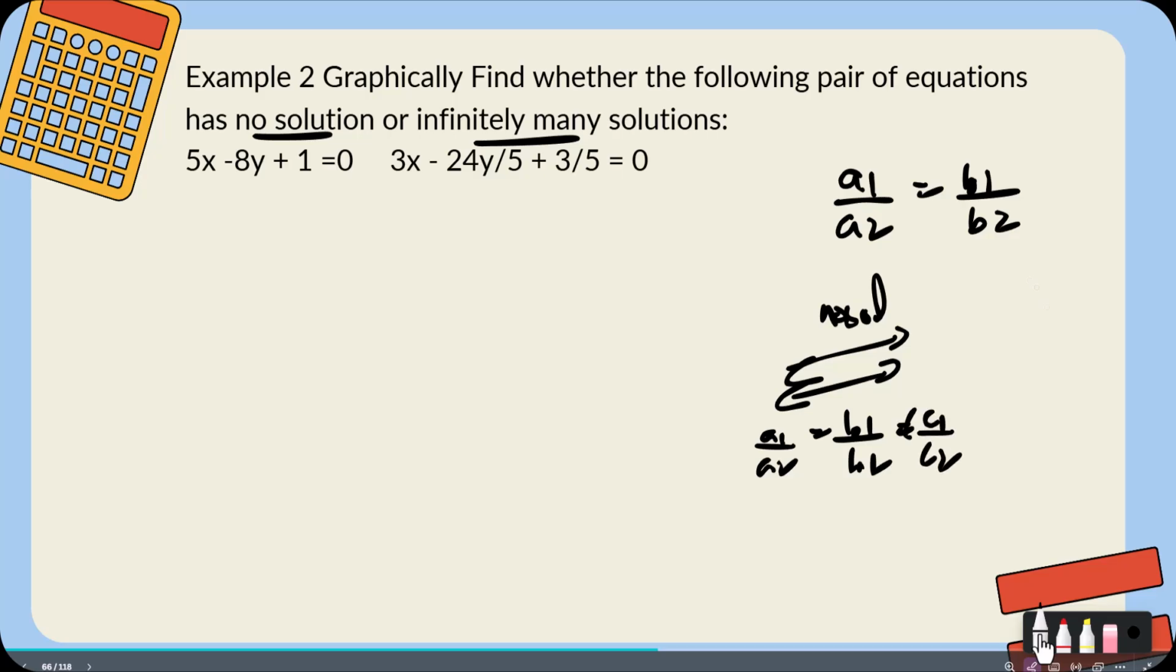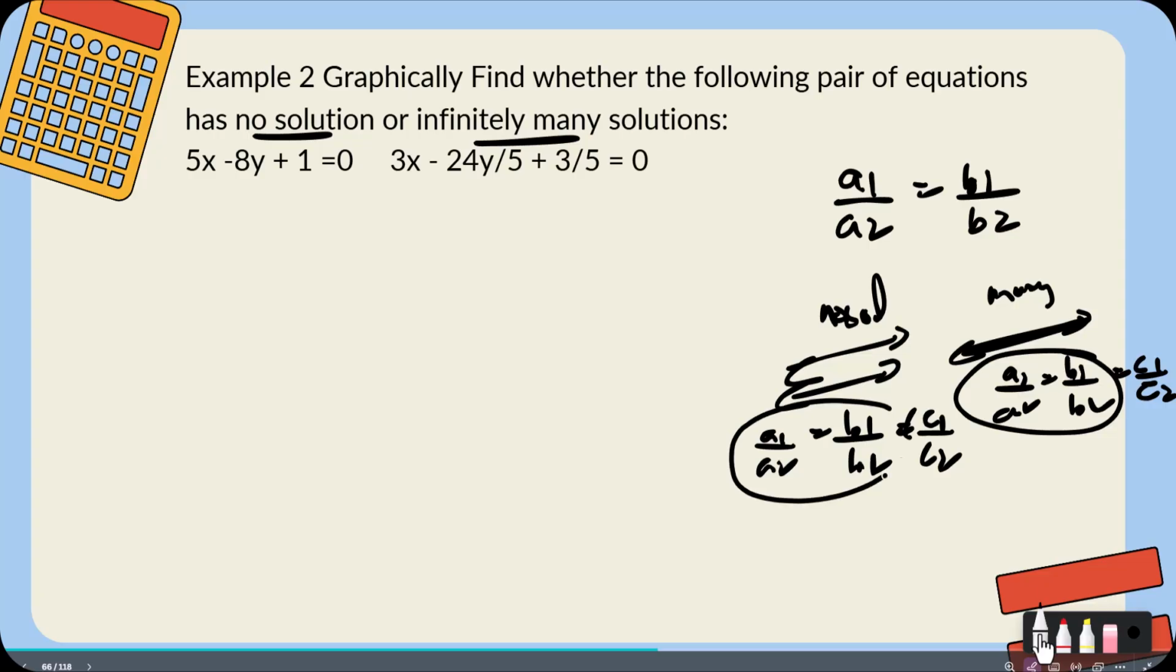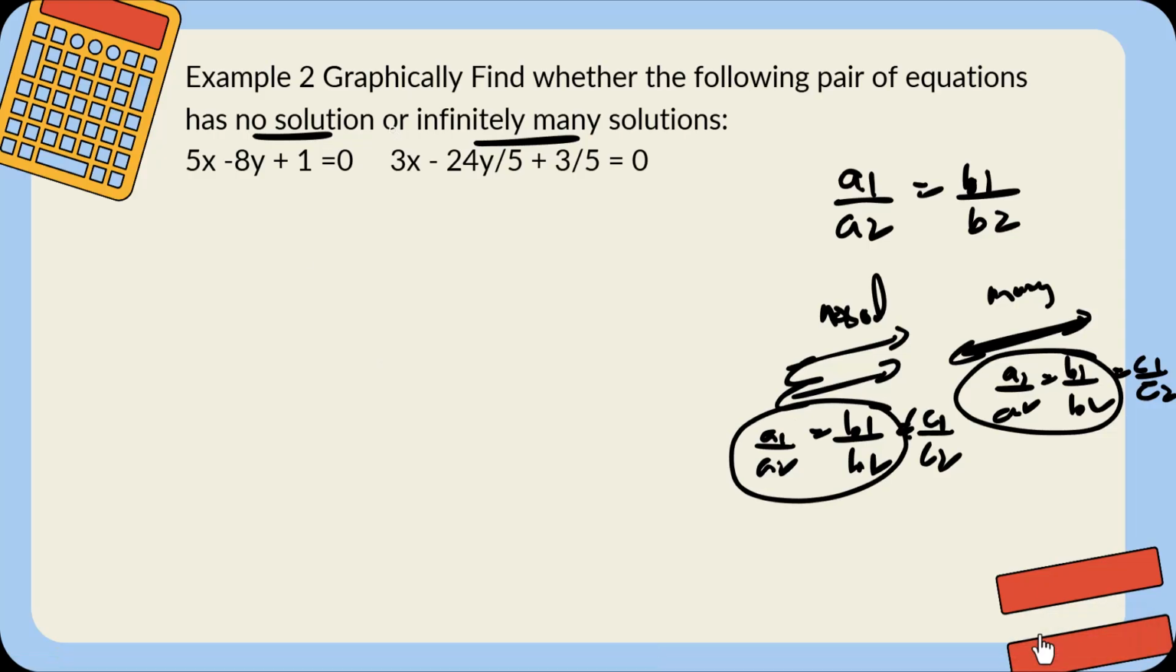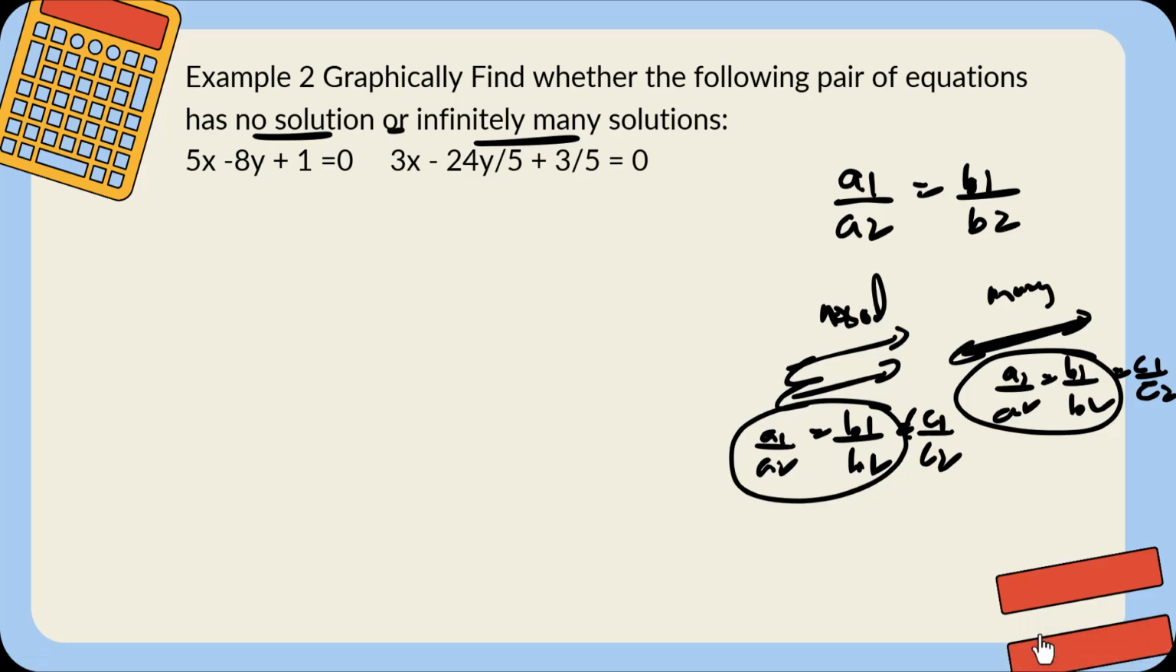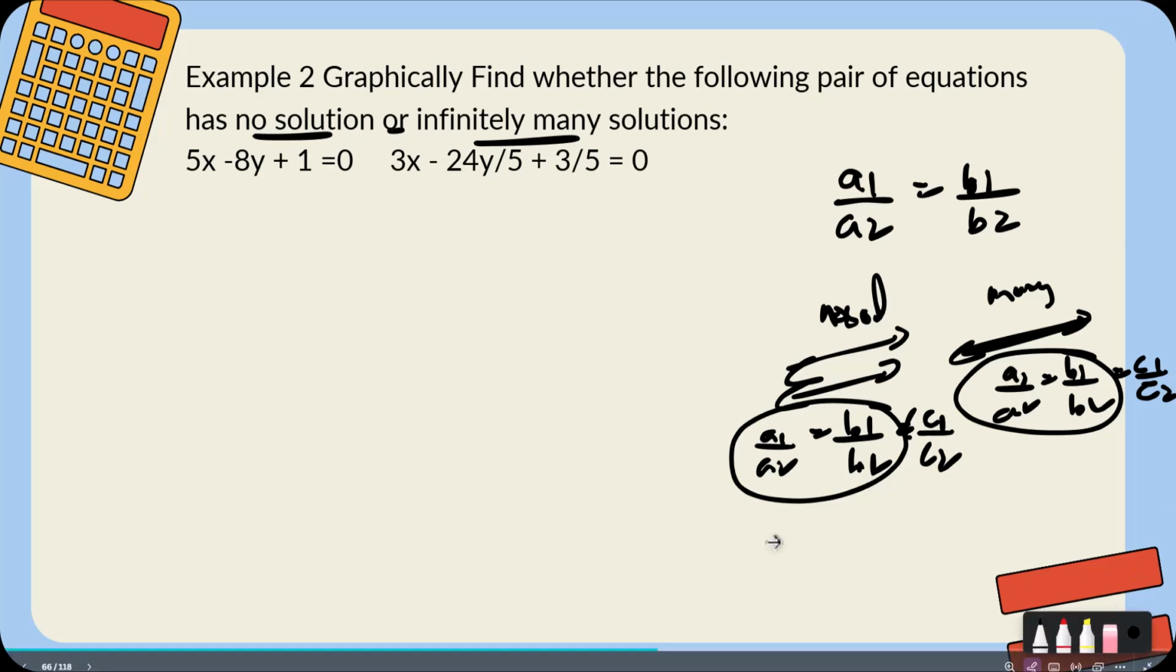Now, for many solutions, the lines are overlapping. So we have a1/a2 = b1/b2 = c1/c2. So what's common in both? We need to check this first. So all we need to check is whether a1/a2 = b1/b2 or not. If a1/a2 is not equal to b1/b2, there is a unique solution, correct? I just thought of discussing this concept before doing the graph. So yes, this is how we need to do it.